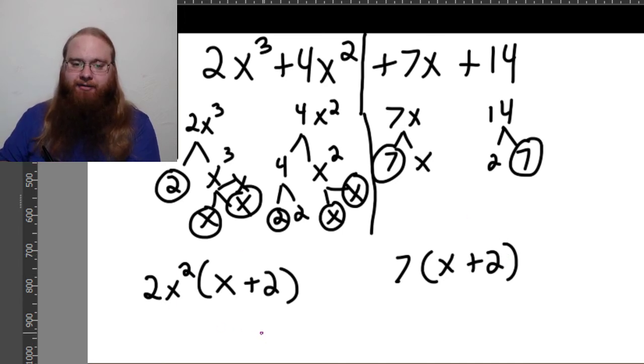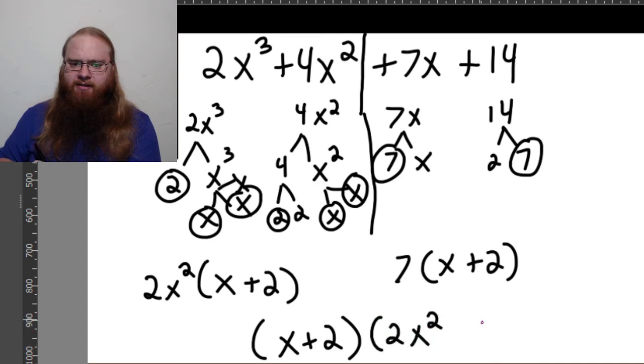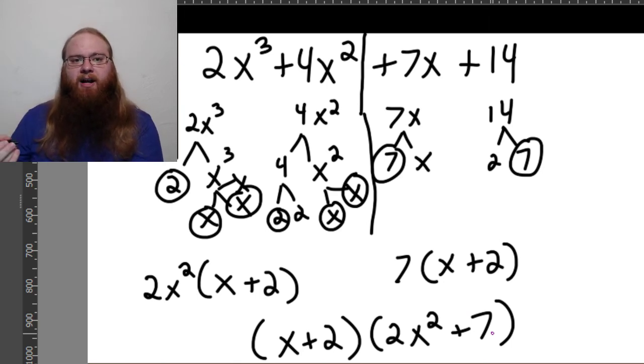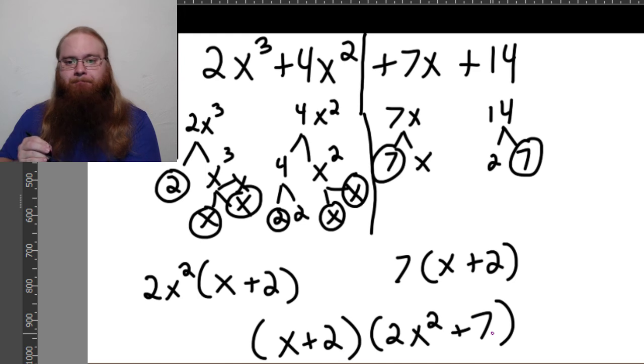Now let's write our final answer. So we're going to get an x plus 2, and then we're going to get a 2x squared plus 7. Again, I'm not going to FOIL this out for you guys. You can do that on your own if you'd like. But this is the correct answer. It will work out. So let's go ahead and give you one to do on your own here.